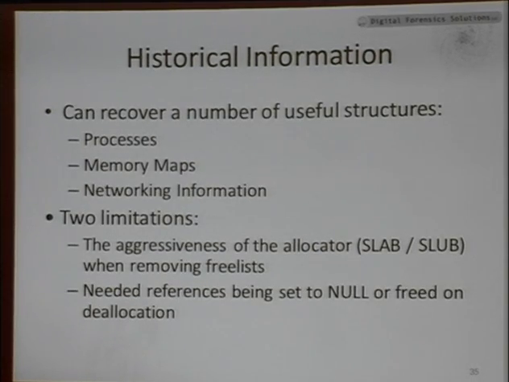You can get processes, memory maps, network information. So it has a few limitations. It really depends on how aggressive the allocator is. You have SLUB, SLAB, SLOB. They're all different, and they all handle process deallocation a little bit differently, and some of them wipe these free tables more quickly than the others. And if a process is nulling all of it, writing null to all of its references before it's deallocating itself, well, we no longer have those references to follow, even if we have the data structures. But it seems to be pretty effective.